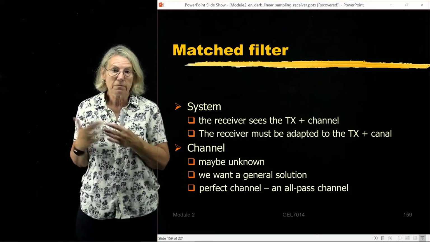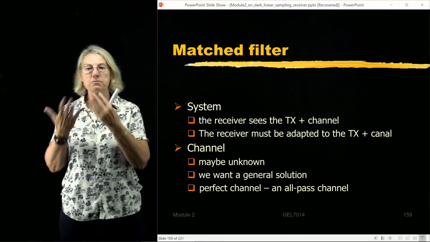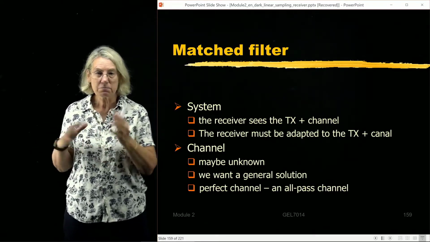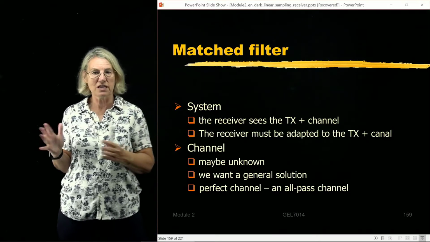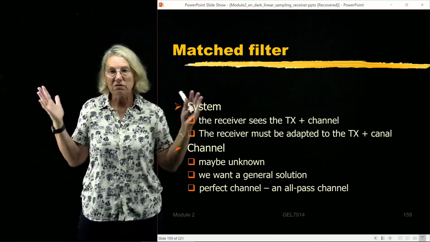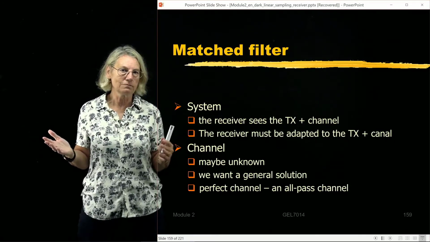For our system, the transmission bandwidth is so small, much smaller than the bandwidth of the channel, like in an optical fiber or something. If I was sending data not too fast, well, then it's like a perfect channel. Then it would be like an all-pass channel.